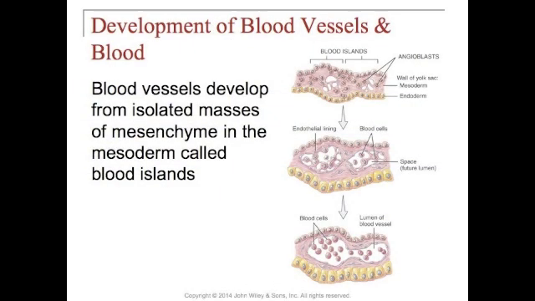And this next slide shows the development of blood vessels and blood. This is figure 21.32 on page 839. Blood vessels develop from isolated masses of mesenchyme in the mesoderm called blood islands. Blood vessel development begins in the embryo on about the 15th or 16th day after fertilization.